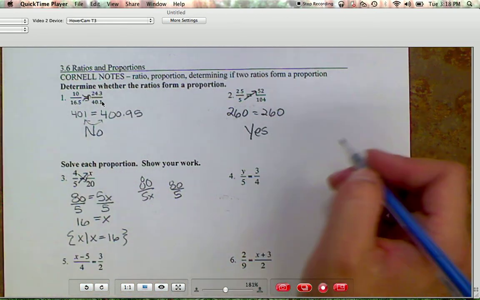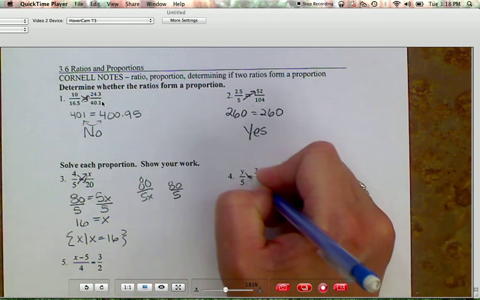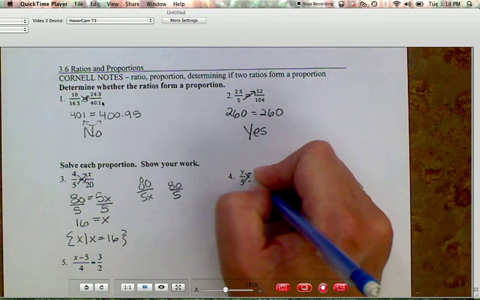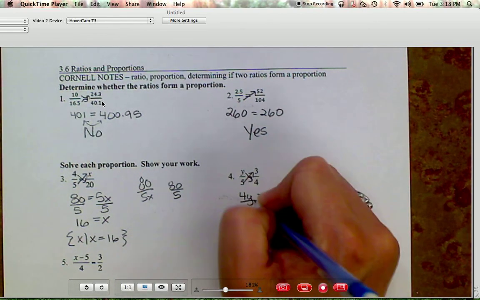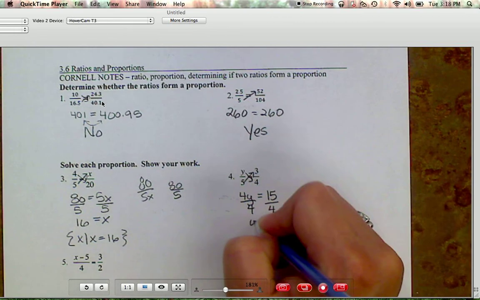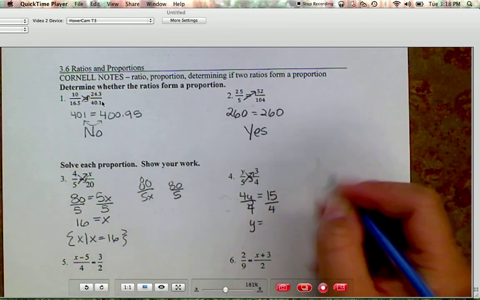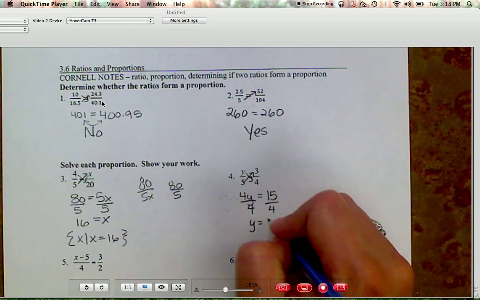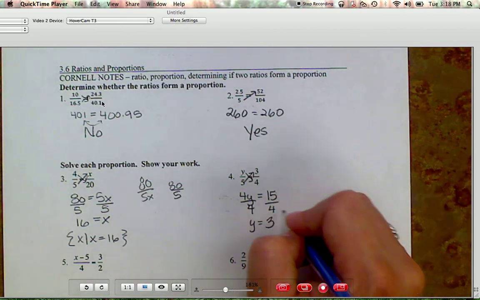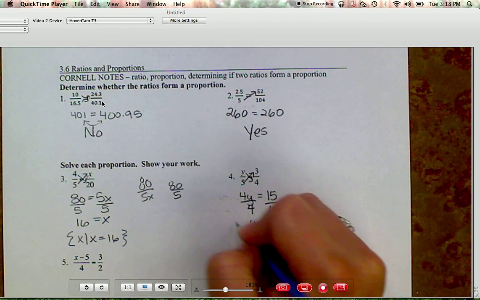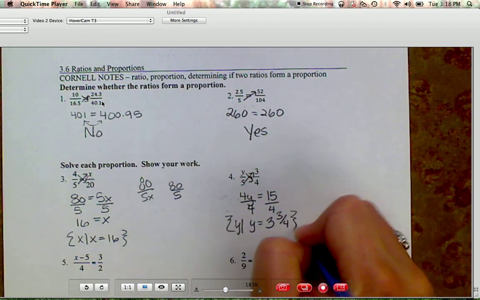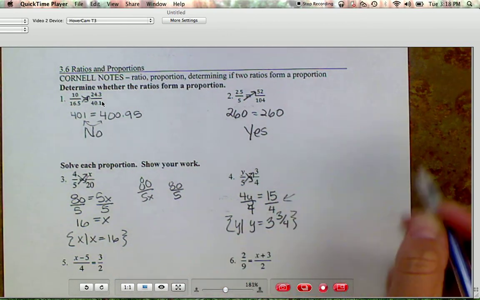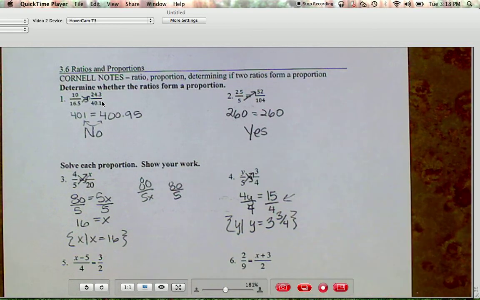Number 4, cross multiply, we get 4y equals 5 times 3 is 15. When we divide by 4, we will get a fraction, 15/4. You can leave it as 15 over 4, or 4 goes into 15 3 full times, that'd be 12, and we'd have 3/4 left over. So you have a choice. You can either leave it as 15/4 or 3 3/4, whichever you prefer.